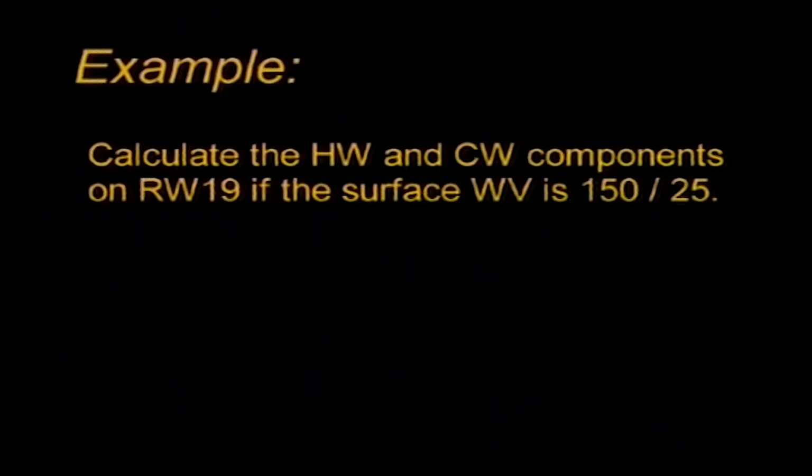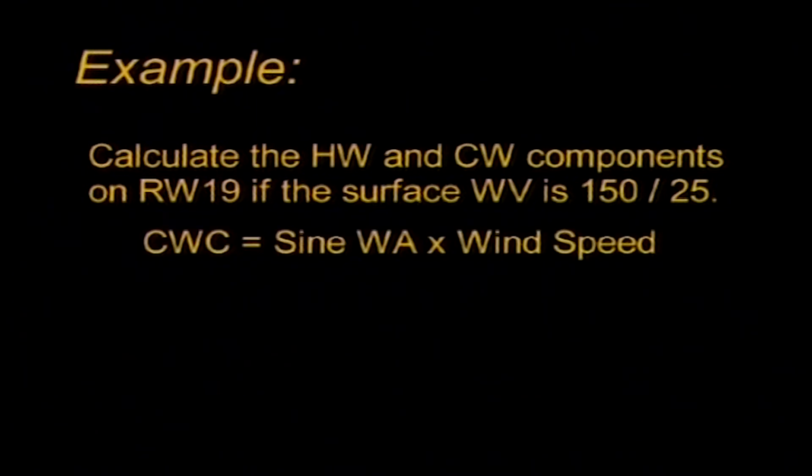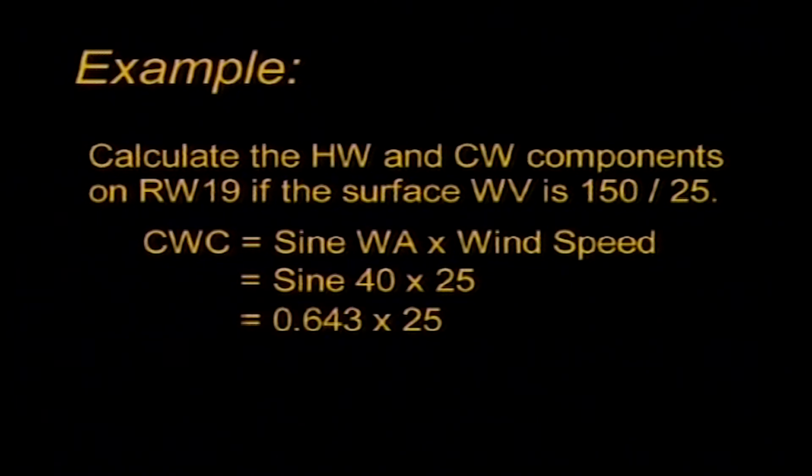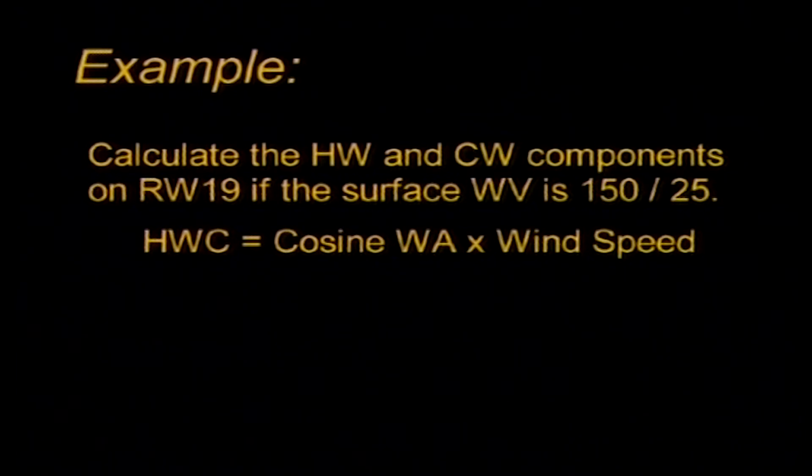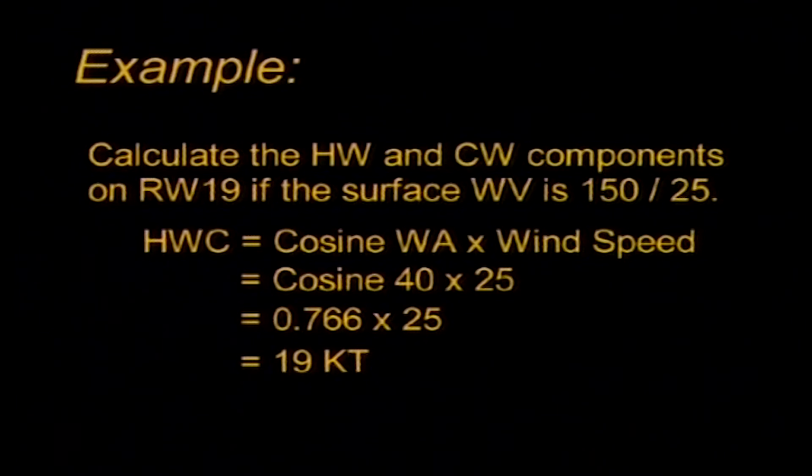Headwind and crosswind components may be calculated using an electronic calculator using the following formulae. Crosswind component equals sine of the wind angle multiplied by wind speed. The wind angle is 190 minus 150 equaling 40. Sine of 40 multiplied by 25 is 16 knots. Headwind component equals cosine of the wind angle multiplied by wind speed. Cosine of 40 multiplied by 25 is 19 knots.